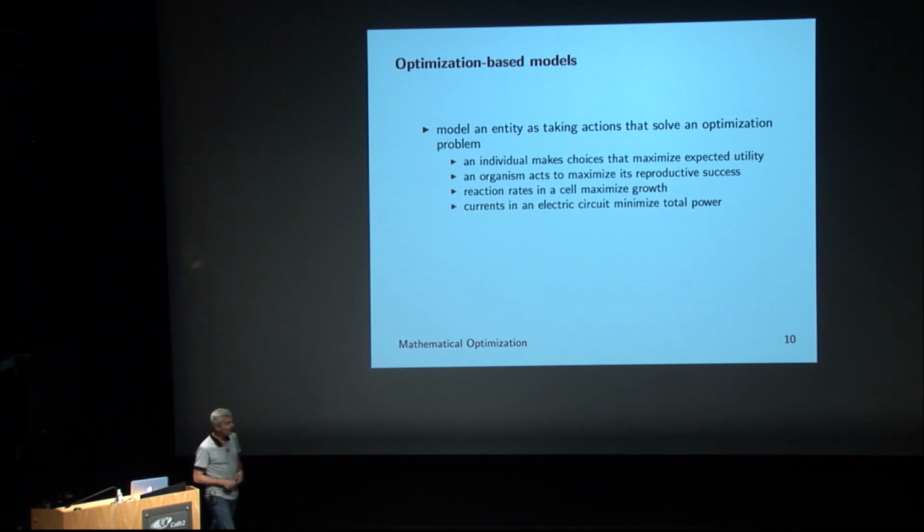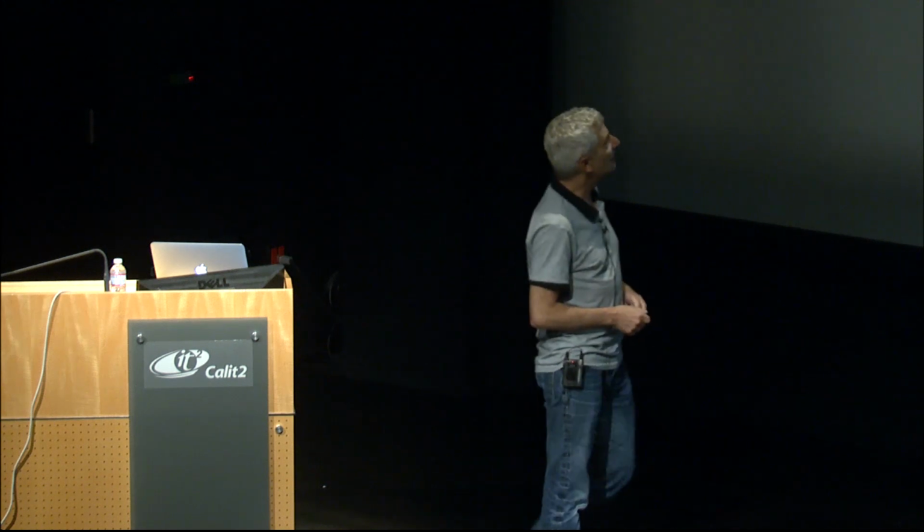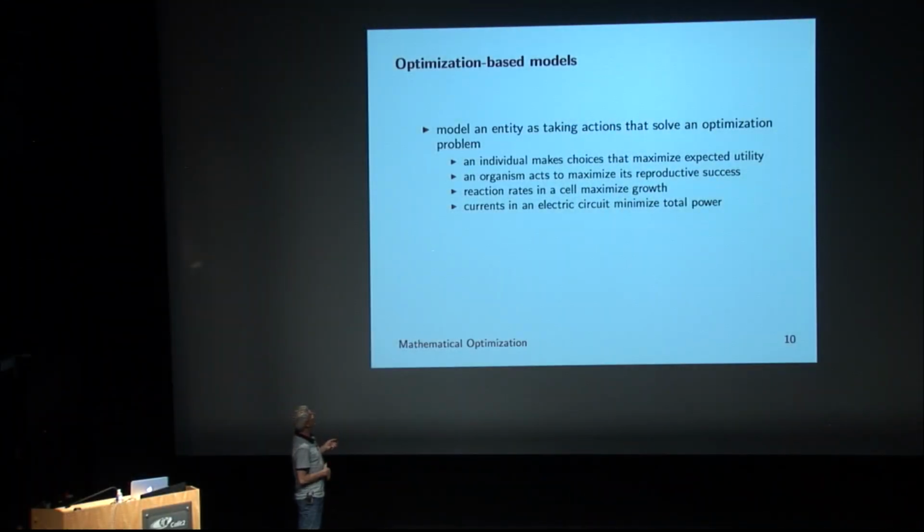And the last one I want to talk about is optimization-based models. It's a very general idea, and it's very old, very widely used. The idea is that you're going to model an entity as taking actions that solve an optimization problem, right? So for example, in economics, you would say an individual or an agent is going to make choices that maximize expected utility. Okay, so this is a very common model, right? By the way, you ask someone, what are you doing? Are you maximizing utility? They say, no, I'm buying a car. I'm not maximizing expected utility, right? But I'll get to that in a minute.